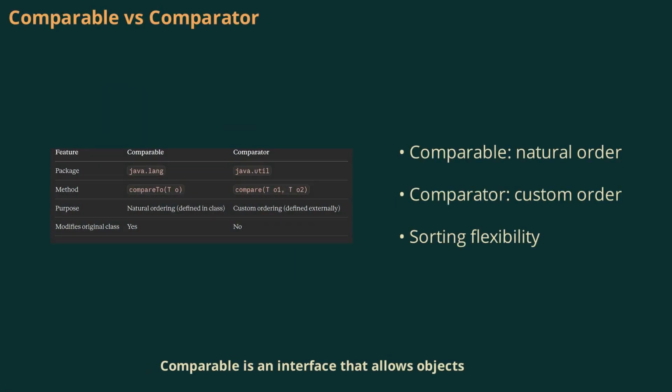Comparable is an interface that allows objects to be compared based on their natural order, typically by implementing the compareTo method. Comparator is a separate interface used to define custom comparison logic, often passed as an argument to sorting methods. Use Comparable for default ordering and Comparator for flexible, external sorting.